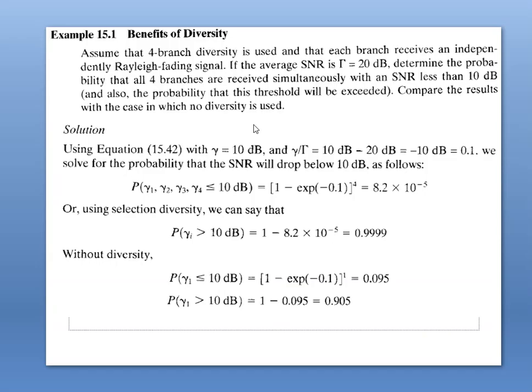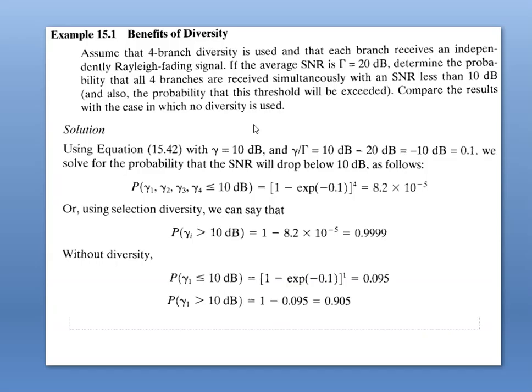Are using selection diversity, we can solve P of gamma greater than 10 dB. If it is less than 10 dB, then for greater than 10 dB it is 1 minus the above value. That means P of gamma greater than 10 dB is equal to 1 minus 8.5 into 10 to the power of minus 5, which is approximately equal to 0.9999, that is approximately equal to 1.